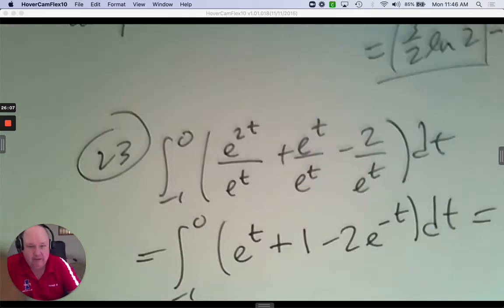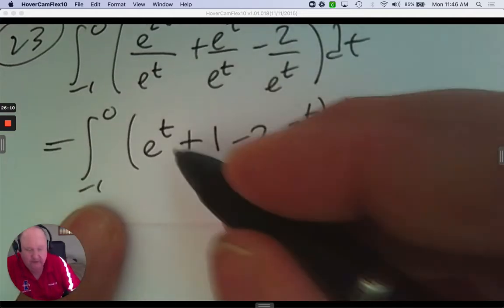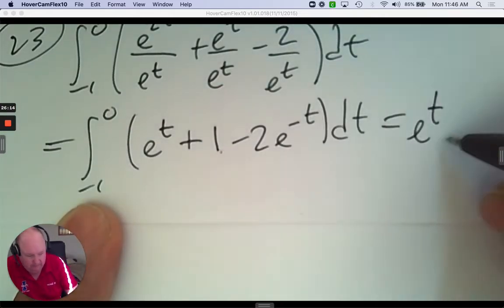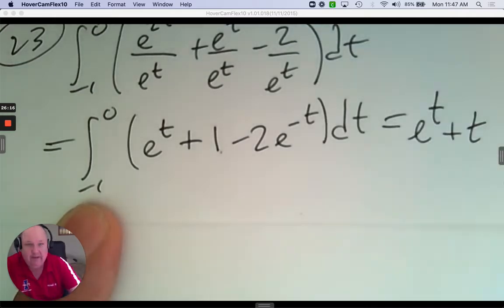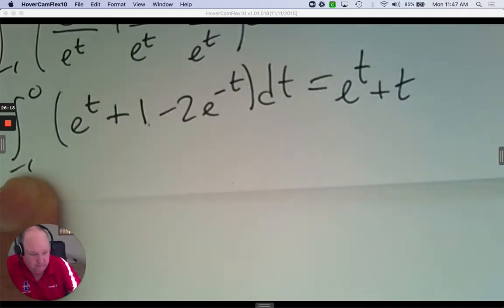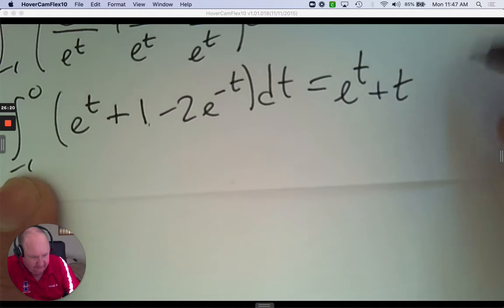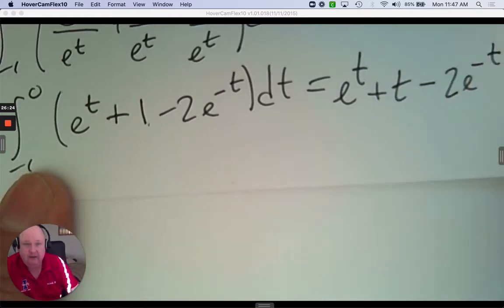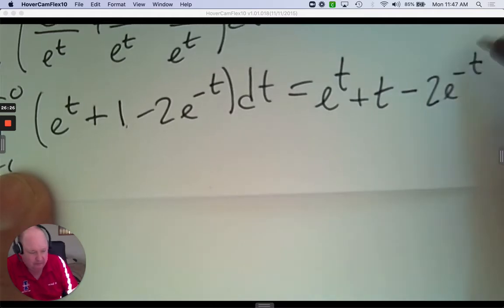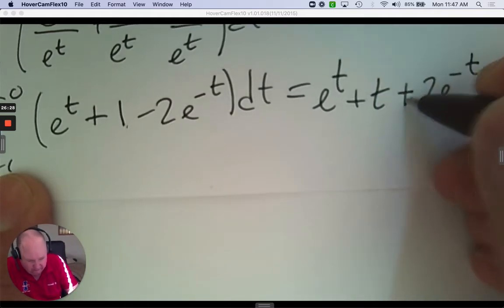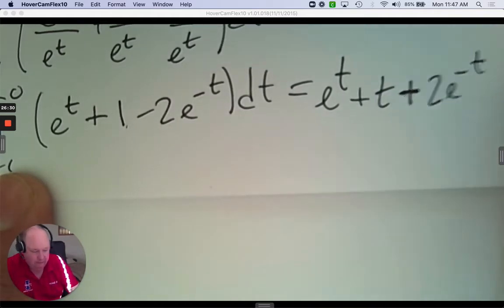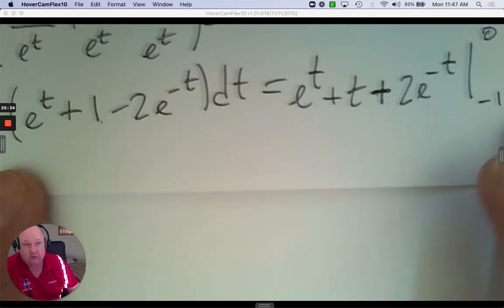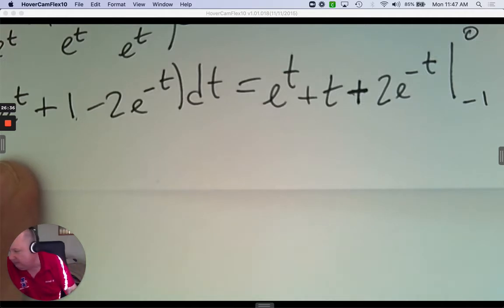Now we have the ability to integrate this. So the integration of e to the t is e to the t. The integration of 1 is just 1t. And then the integration of -2 e to the negative t would be -2 e to the negative t. So we just copy it, except the hook on was negative, so this has to become positive for it to work. And we've got a substitution. So we're integrating from -1 to 0.